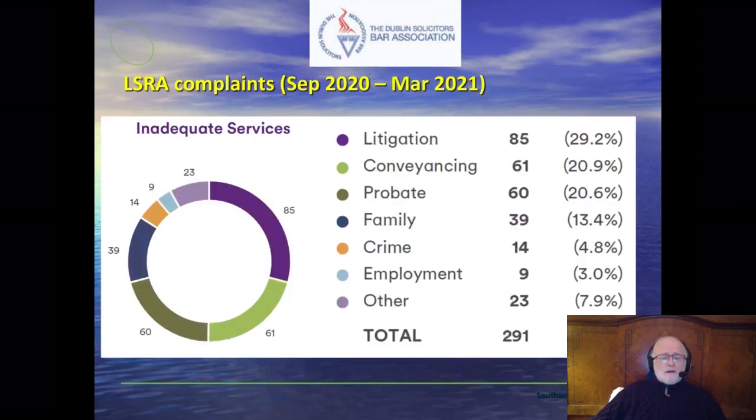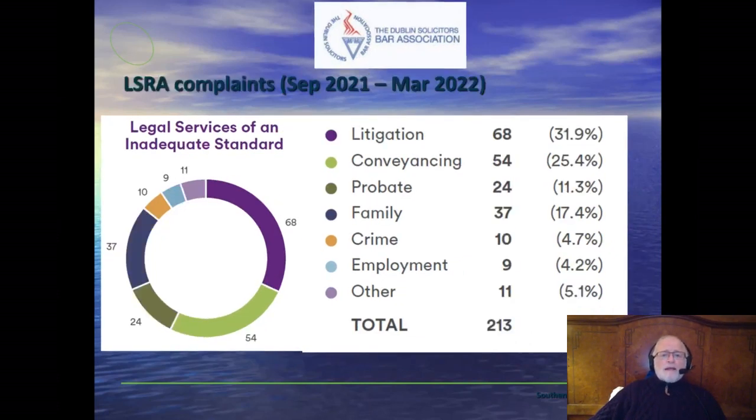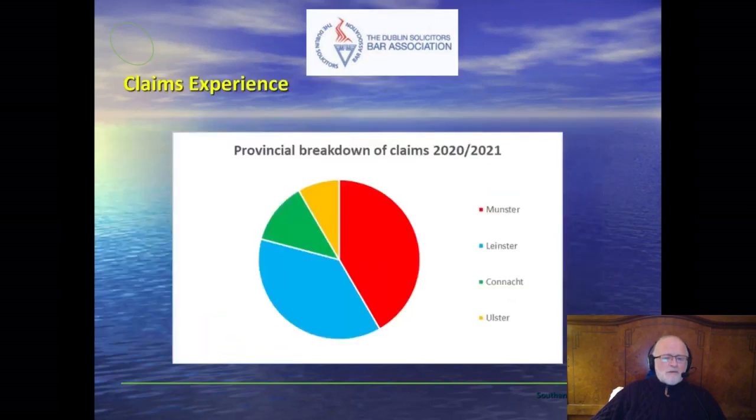September 2020 to March 2021: litigation, conveyancing, probate, family, crime coming in, employment. 2021 to September 2021: litigation, conveyancing, probate, family, crime again. And then September 2021 to March 2022: litigation, conveyancing, probate, family, crime. So you can see they're the high risk areas in terms of potential complaints from clients and consequently potential claims that may result in a claim for indemnity from your insurer.